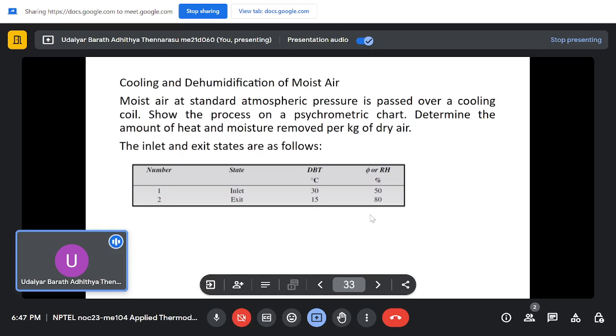So we'll move on to the next problem. So this is a cooling and dehumidification of moist air. So moist air at standard atmospheric pressure is passed over a cooling coil. So show this process on a psychometric chart. Then determine the amount of heat and moisture removed per kg of dry air. The inlet and exit states are given. So inlet state is 30 degrees Celsius dry bulb temperature and 50% relative humidity. Similarly, for exit it is 15 degrees Celsius dry bulb temperature and 80% relative humidity. So we know inlet and exit conditions.